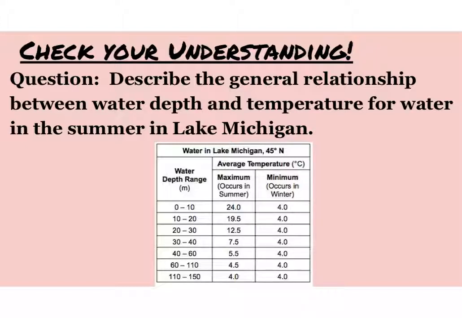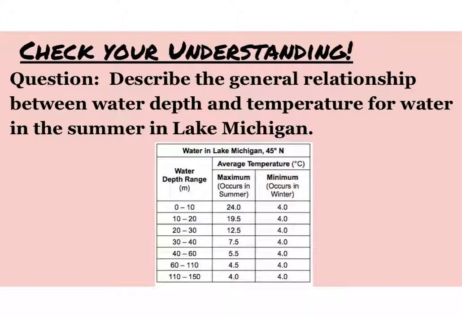All right, let's check your understanding. Describe the general relationship between water depth and temperature for water in the summer in Lake Michigan. You've seen this data table before. Read the question carefully. Think about what you need to do to state the general relationship. So I'm asking you to state the relationship here.